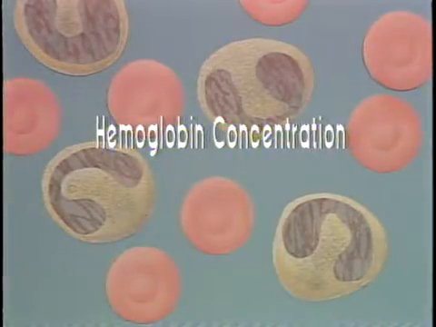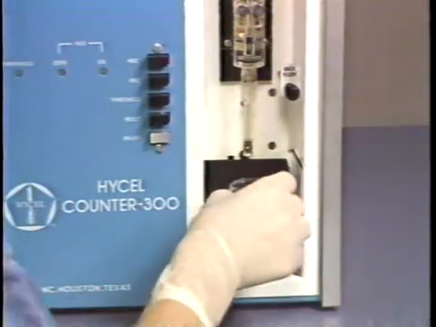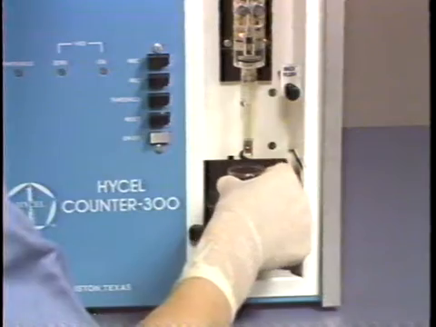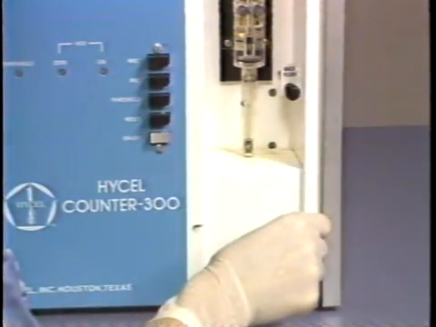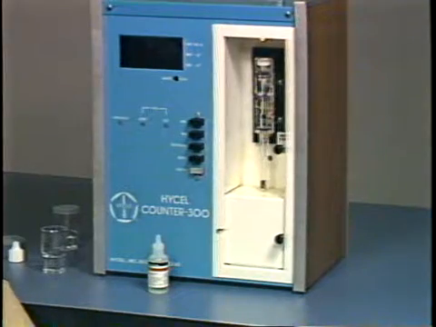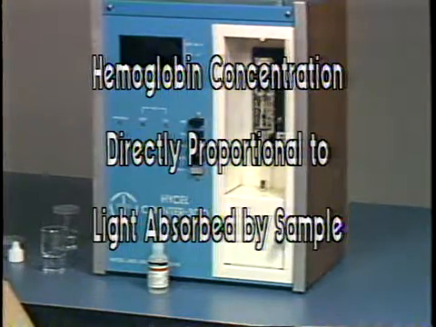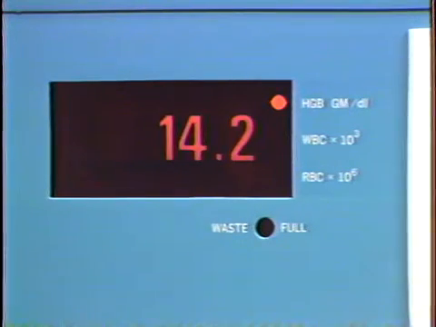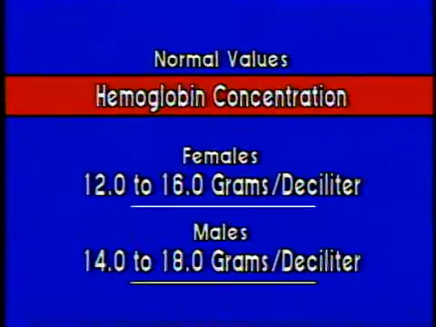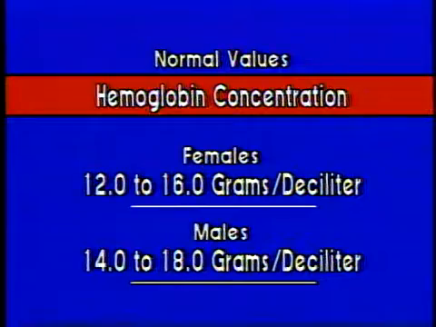To determine hemoglobin concentration, the lysed 1 to 400 dilution sample is placed on the tray of the HiCell. The trap door is closed to exclude extraneous light, and a beam of light is passed through the sample. The hemoglobin concentration, or specifically the cyanomethemoglobin concentration, is directly proportional to the amount of light absorbed by the sample. The hemoglobin concentration appears on the digital display as grams of hemoglobin per deciliter of blood. A normal value for adult females is 12 to 16 grams of hemoglobin per deciliter of blood. A normal value for adult males is 14 to 18 grams of hemoglobin per deciliter of blood.